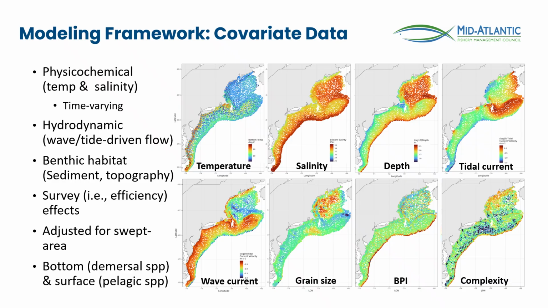Environmental covariates that drive the model include time-varying physicochemical predictors like temperature and salinity, as well as static variables that quantify conditions over the longer term, such as the strength of wave or tide-driven currents, or basic aspects of the seabed like sediment grain size or topographic complexity. The model also includes parameters that account for survey-specific differences in catch efficiency and swept area. Environmental predictors applied for a given species are dependent on the water column use of that species, so models for pelagic species are informed with covariates that reflect surface conditions, while those for demersal species reflect conditions near the seabed.